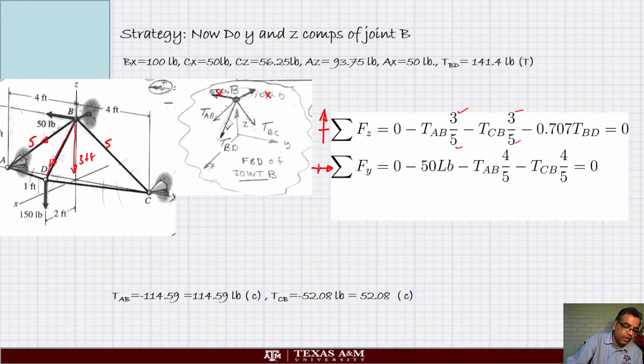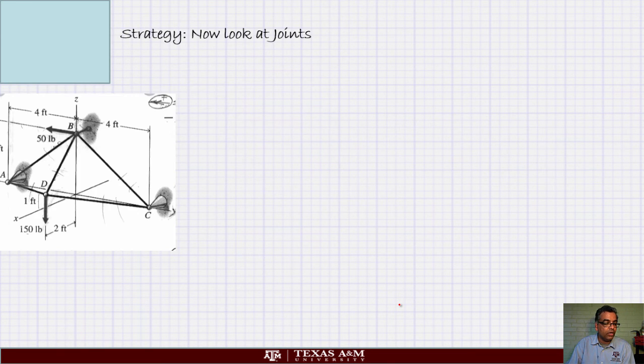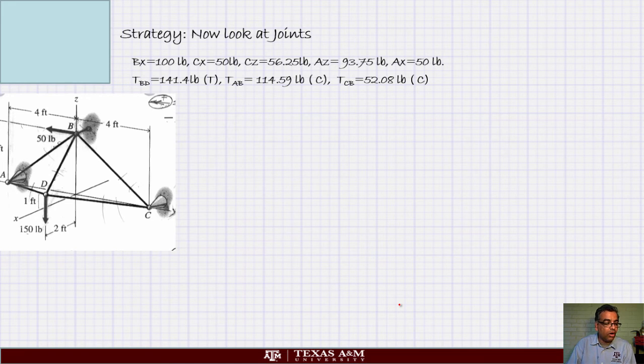It's pretty easy to see that I'll get TAB is 114.59, TCB is minus 52.08. So minus, if I get that, it means it's compression. That's why I put a C there. Excellent. We can go on, and we now know all of these things. So you can see I'm gradually knowing more of them.